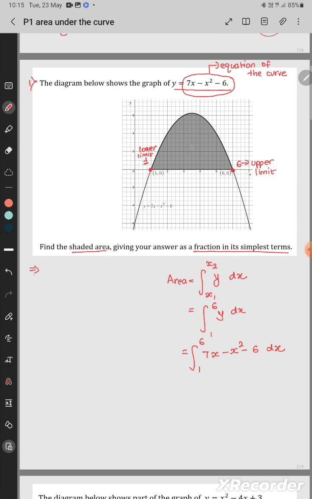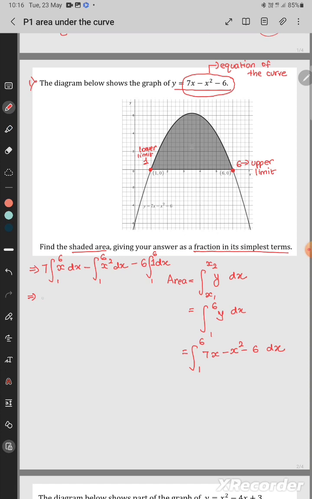So I'm just continuing over here. Here 7 is a constant, so I can put that outside the integral sign. So 7 integral, 1 in the lower part, because that's the lower limit, and 6 is the upper limit, so that should be written at the top. x dx minus integral, again from 1 to 6, the same limits, x squared dx, minus 6 integral dx, and again the limits are 6 and 1. If you want, you can write a 1 over here as well.